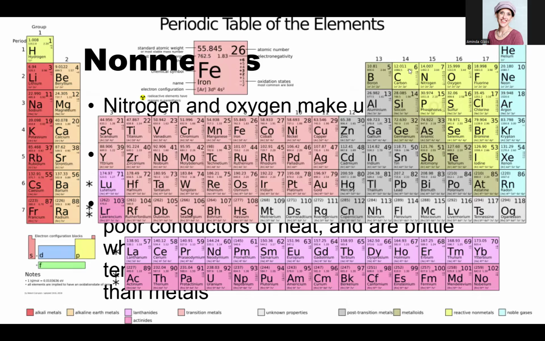So here you have your nonmetals right here. You have carbon. They have a whole branch of chemistry devoted to carbon. It's called organic. We'll talk about that the last week. Nitrogen and oxygen. But all of these right here are all nonmetals.